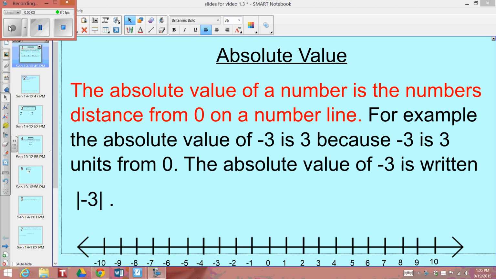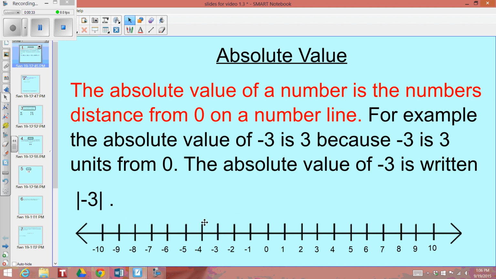Today, we are going to be talking about absolute value. The absolute value of a number is the number's distance from 0 on a number line. For example, the absolute value of -3 is 3 because -3 is 3 units from 0. The absolute value of -3 is written like this.